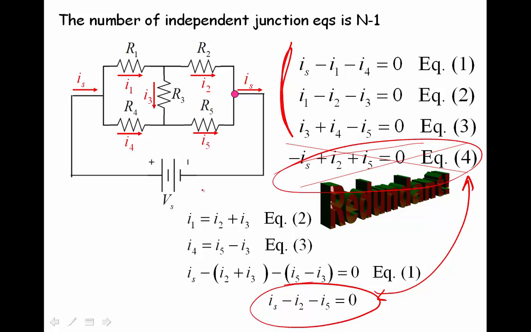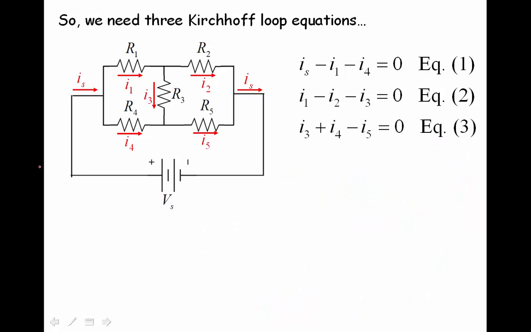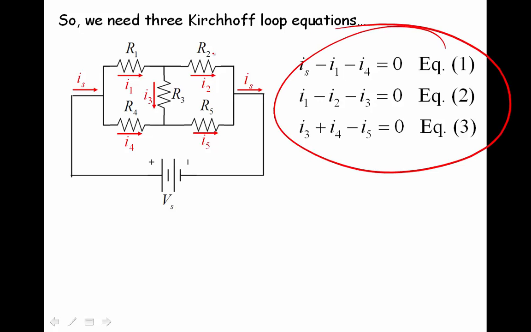And that's what you have with the junction rules, that if you have 4 junctions, you'll have 3 independent equations. And that's how it works. If you have 8 junctions, you'll have 7 independent equations that you can write from those junctions. So there we are. We have 3 independent equations. That was our n-1 junction equations.